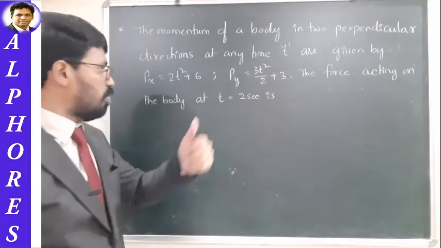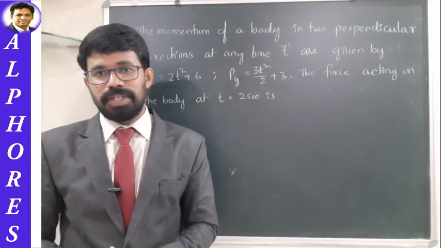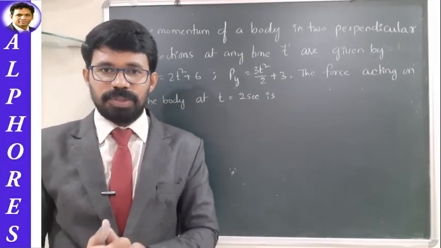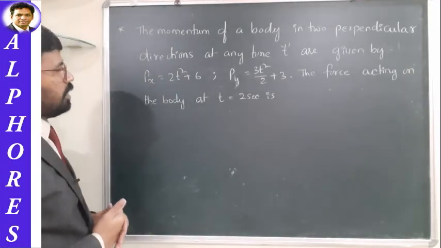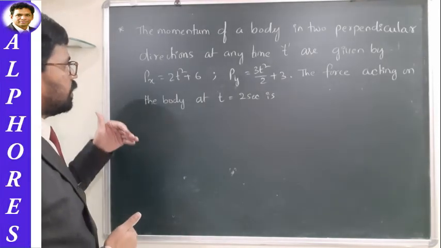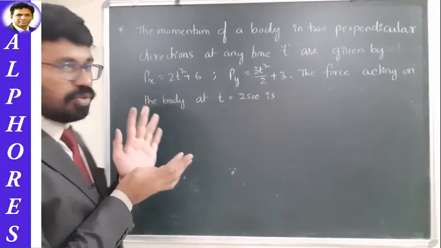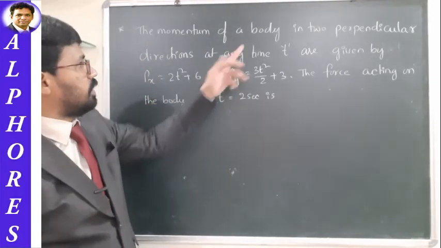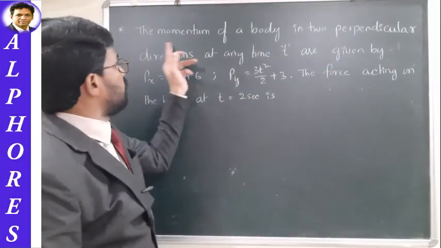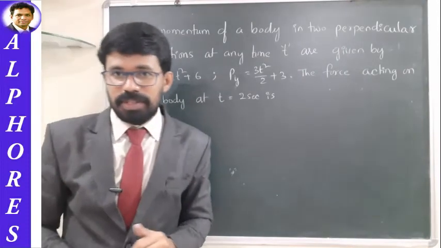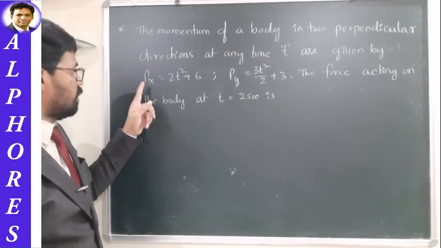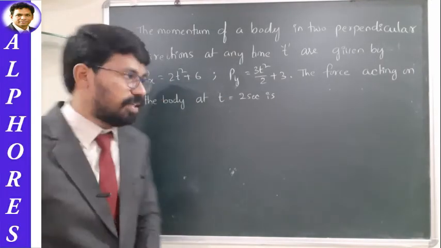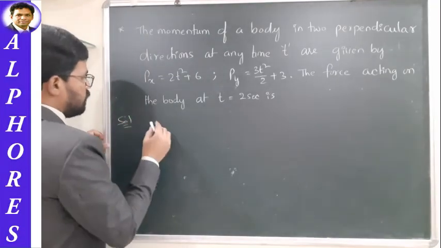We have to find the force acting on the body at t equal to 2 seconds. We all know that force acting on a body can be expressed as the rate of change of momentum, dp by dt, according to Newton's second law of motion. So first we'll find out how much force is acting along the x direction and along the y direction. Since the momentum of the body is given in two perpendicular directions, whatever forces you calculate corresponding to px and py will be mutually perpendicular. So we can find out the resultant force.